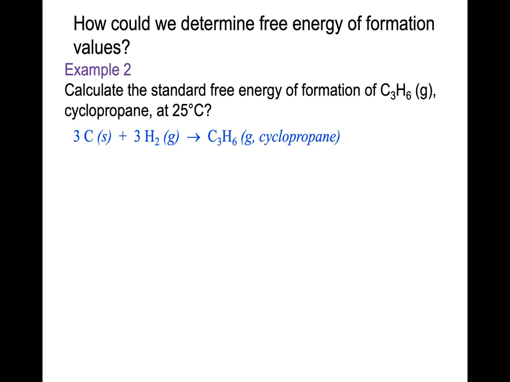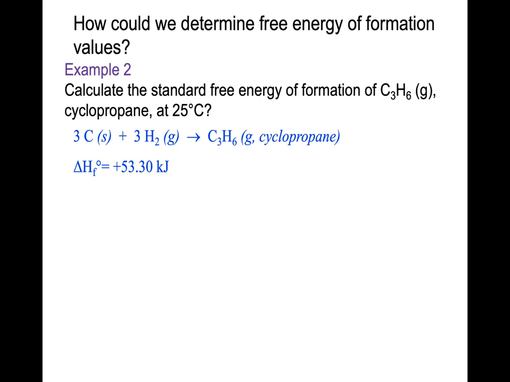So if we have the reaction where we are forming cyclopropane, right? So calculate the standard free energy of formation. Well, we know whenever we're making any compound, we always start with elements in their standard states. So to make the cyclopropane, we're going to need solid carbon and gas phase diatomic hydrogen.